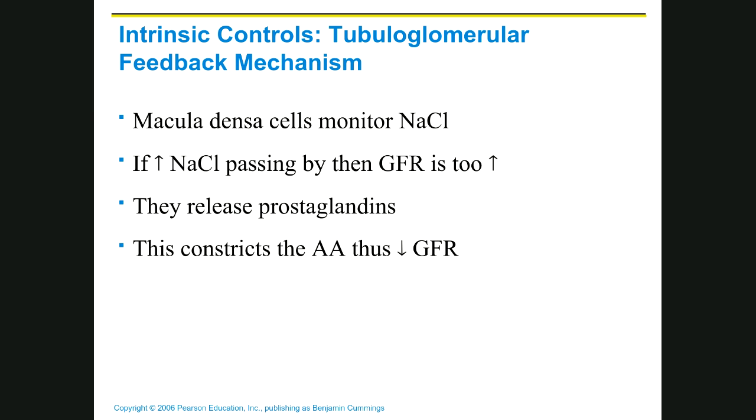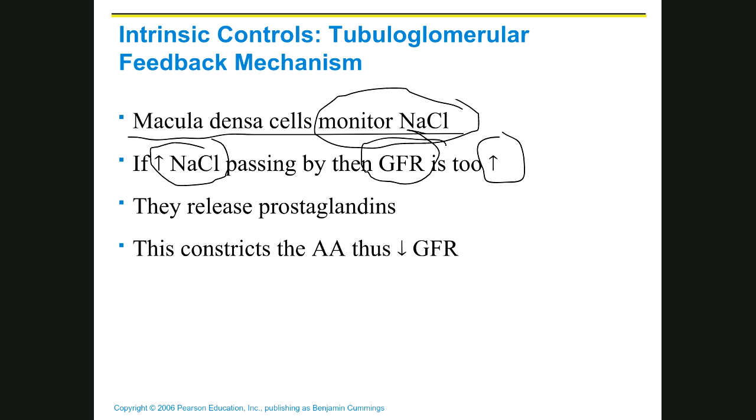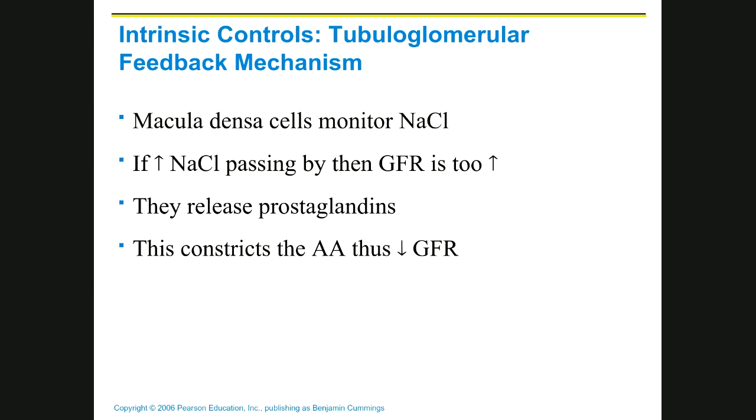So what those macula densa cells do is they monitor GFR in the distal convoluted tubule. If more sodiums are making it all the way through the distal convoluted tubule, that means GFR is fast. So if too many sodiums pass by, GFR is too fast. And they're going to do something to slow down GFR. What they do is they release hormones.